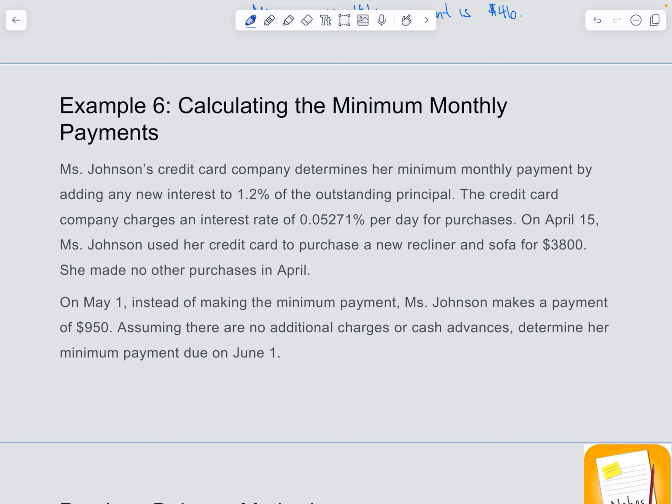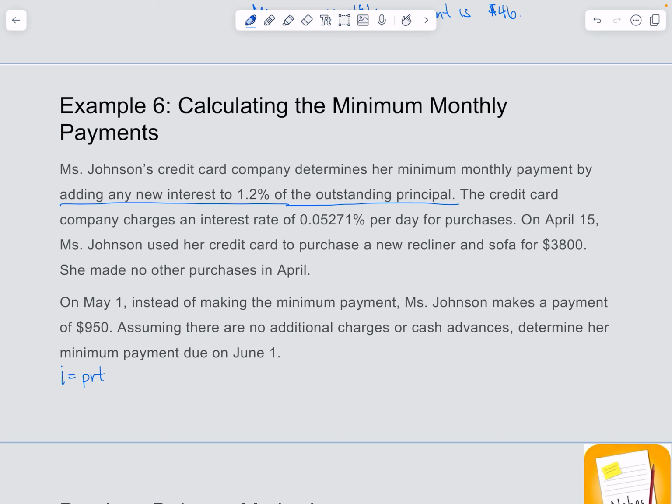Okay, so her minimum monthly payment due June 1st is going to be adding the new interest plus her 1.2%, right? Adding any new interest to 1.2% of the outstanding principal. Okay, so that's going to be really critical to our calculations. So to calculate that new interest, we are going to go all the way back to I equals PRT.